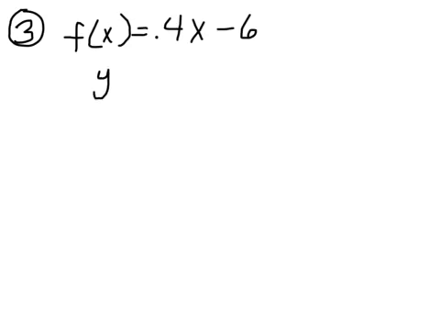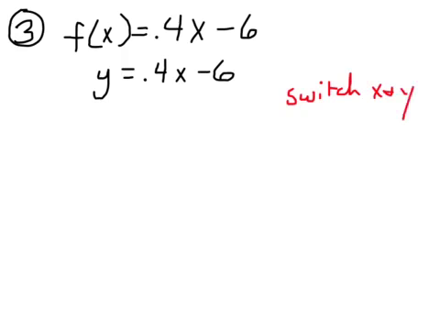that f of x is the same thing as y. I could write my function this way. Now, what do I do if I want to find the inverse? What was step 1? Well, first I've got to switch the x and the y. So x goes here, and then the y goes here. That's this step right here: switch the x's and the y's.